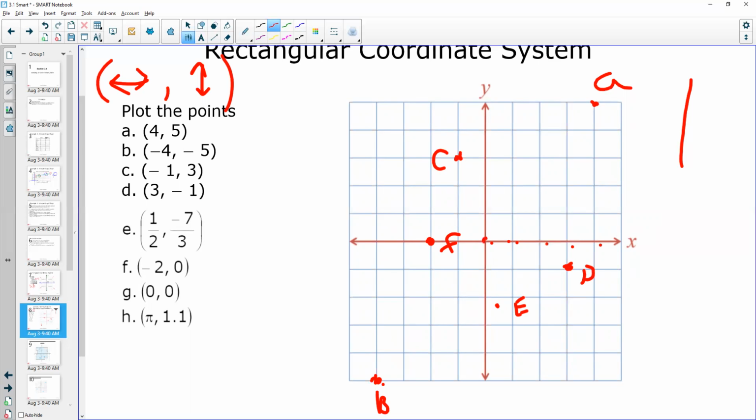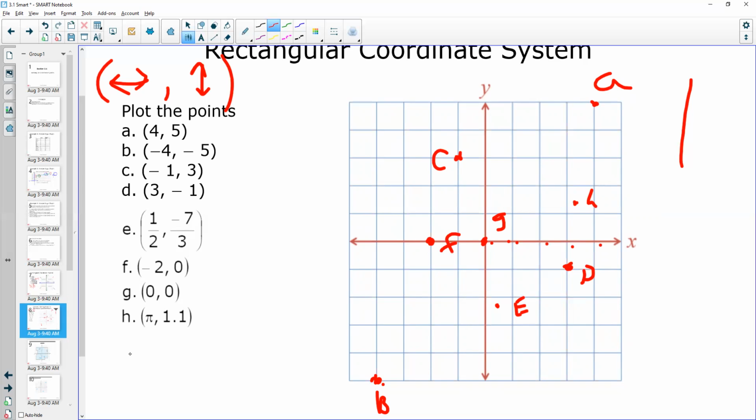And then G is 0, 0, that's the origin, we knew that. H is pi and then 1.1, so pi we know is 3.14, so it's 3 and a little more, and then up 1 and a little more, so it's right up here somewhere. All right, so make sure you remember how to do those.